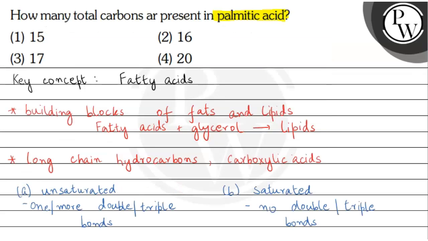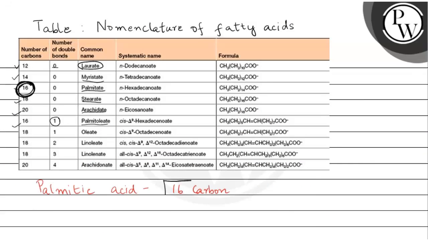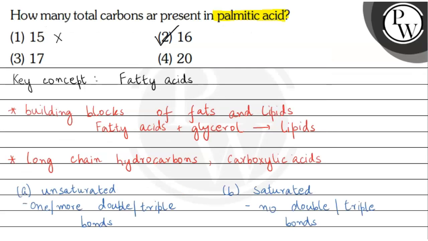So if we see the options given over here, option 1, 15, is not the right answer because 15 is not present in any commonly found fatty acid. Then 16 is the right answer, that is option number 2, because we studied in this table that palmitic acid has 16 carbon atoms present in it. Now option 3 is saying 17. Again, 17 is not present in any fatty acid. And 20 is the number of carbon atoms present in arachidonic acid. So again, this is not correct.